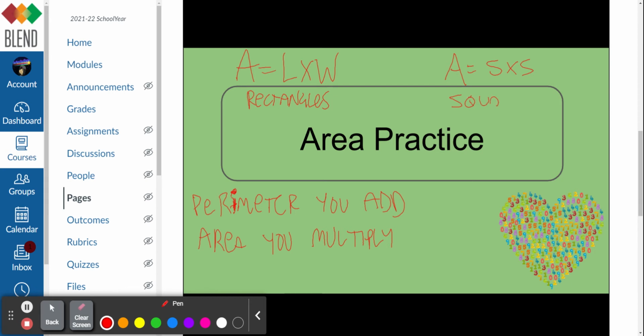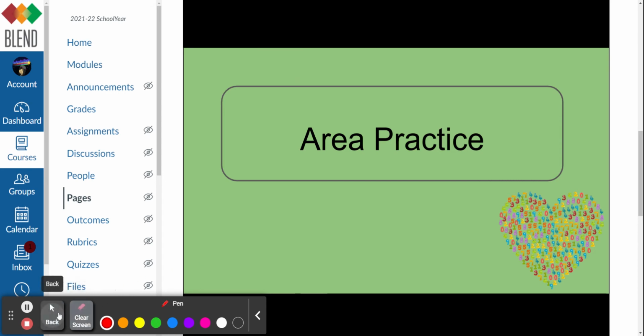And also, if we have the area and the length of a rectangle, we could find the width. If we have the area and the width, we could find the length. On a square, if we have the area, we can find the side lengths. All we need is the area. So we're going to do that today. I'll show you how. All right, so let's move on.